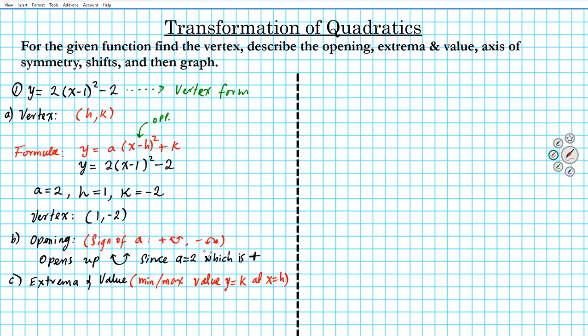You see how important the vertex is, right? Tells us so much. So in this particular situation, it opens up. Since it opens up, we automatically know what the nature of this extrema is. If it opens up, you have a low point right here, which is the minimum. So for part C, we have a minimum as the extrema.